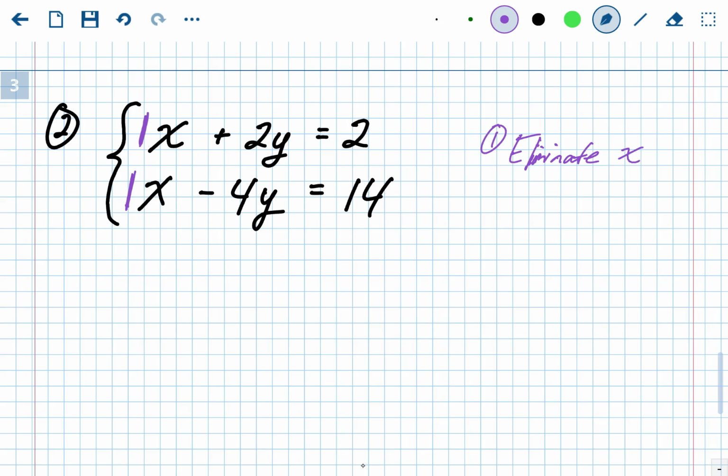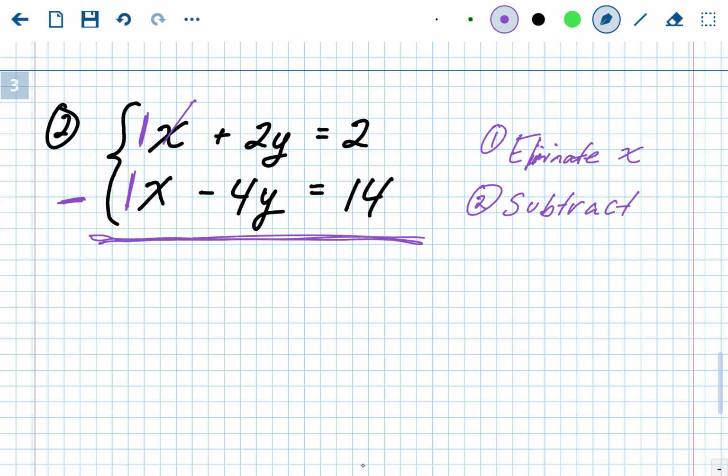Eliminate x. And how are we going to eliminate x? Well, they're both positive 1. Plus 1 and plus 1. So same sign, subtract. So we're going to eliminate x by subtracting. Now again, just work with the problem. Put the line underneath. Put a big minus sign. That means we're going to subtract the top equation from the bottom equation.